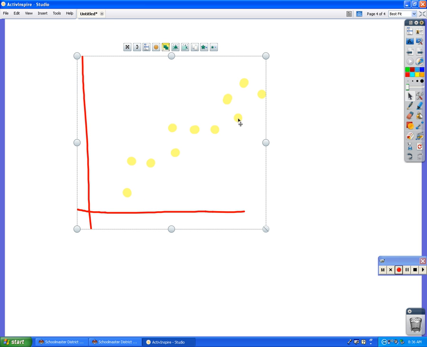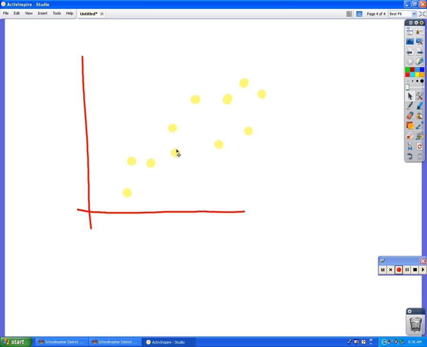Whereas if I took these points and spread them out a little bit, then you might say it is still linear, but that would be a weak correlation. And then if things get super crazy and we really spread them out like this, then you would say what? There's no correlation, right?